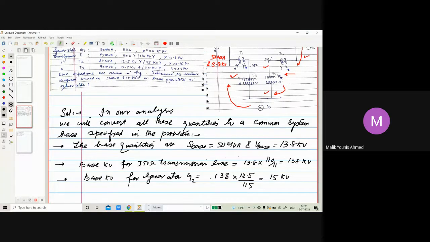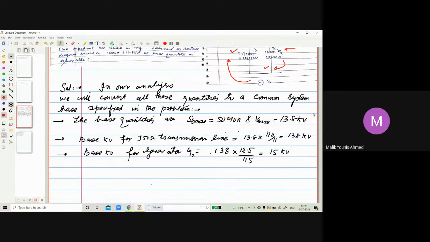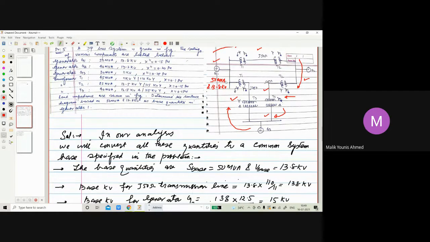So the second base quantity we have also got. The second base quantity, how much we have calculated, is coming out to be 15 kV. So we can write down here, in generator G2 it is 15 kV.